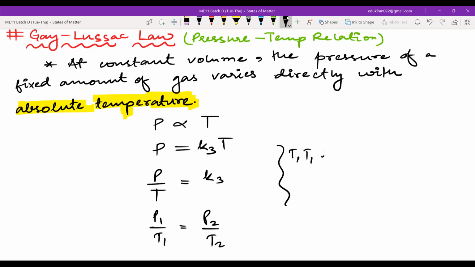Temperatures T1, T2 are all in Kelvin scale. Write this down. Let me know if you're done. Then we'll write the graph.